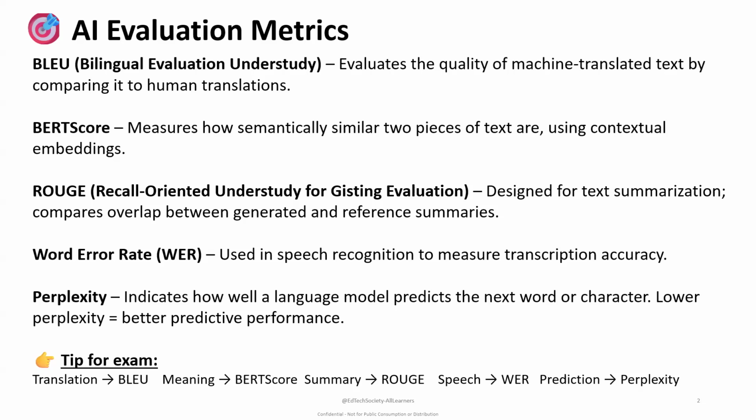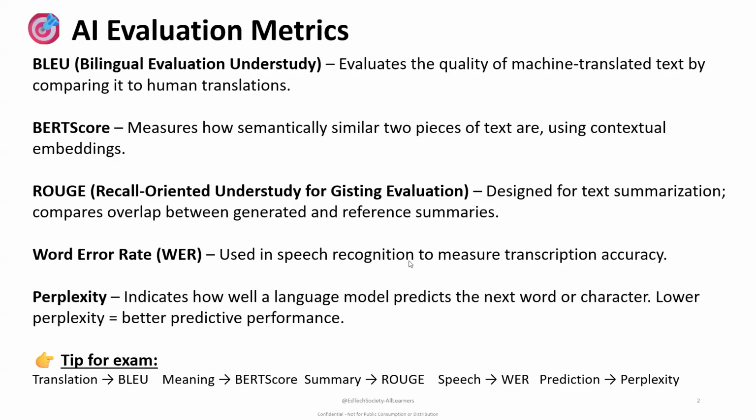For the exam, whenever you see translation, don't just keep your mind shut that it should be BLEU. If it is asking for meaning or semantic similarity, that means BERTScore. If it's summary or text summarization, that is ROUGE. If it is speech recognition, that is WER or word error rate. If it is prediction, that is perplexity.